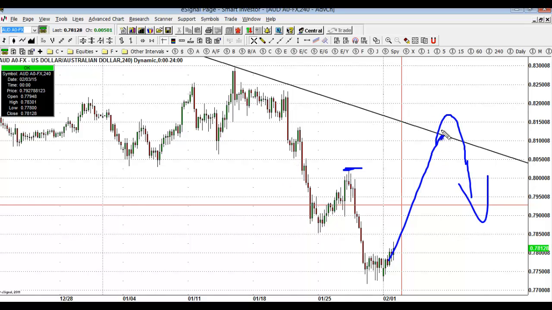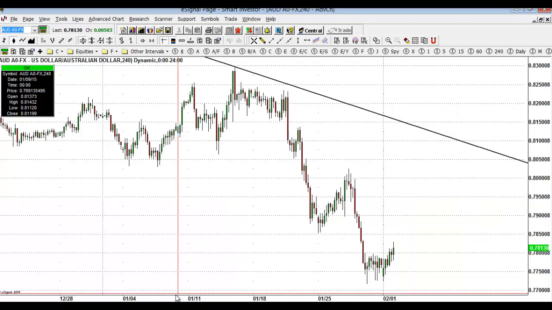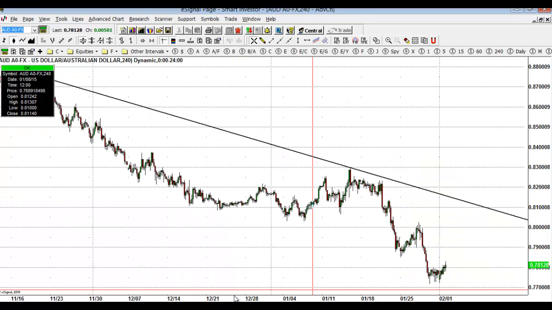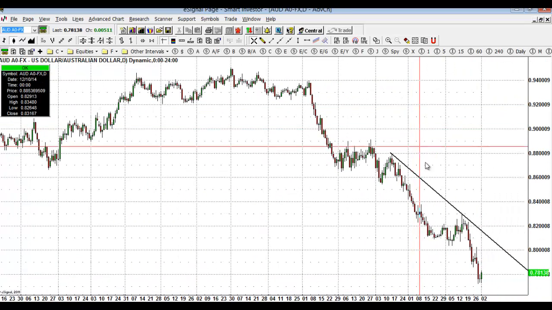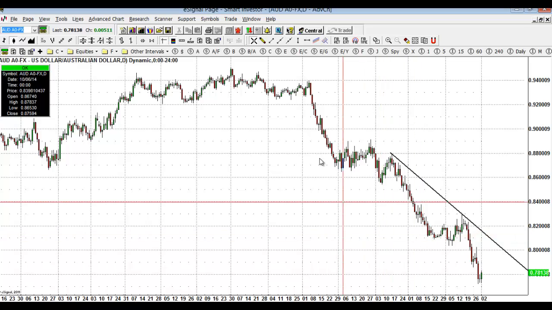The market could close above the trend line, and if the market closes above the 83 level, that could be very problematic for the bears, and could signal an end of this bearish move down in the Australian dollar.